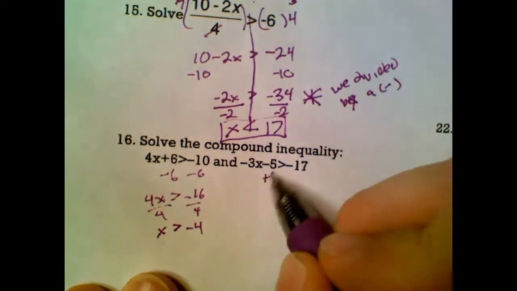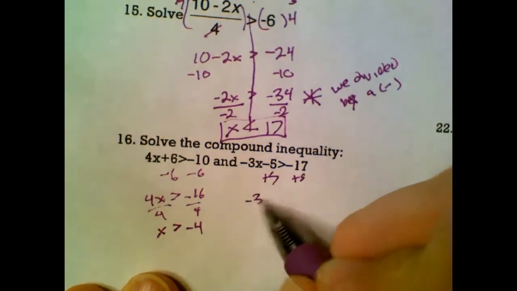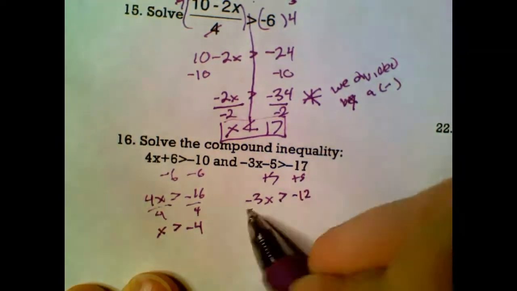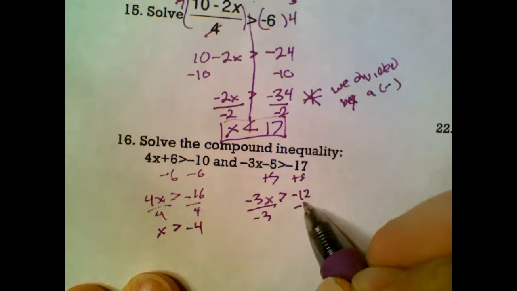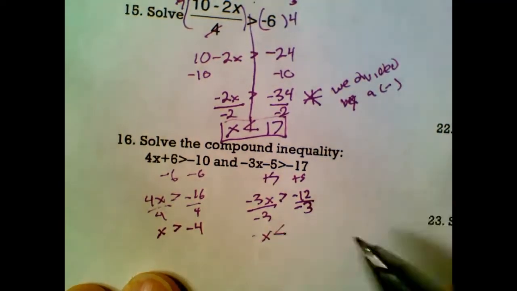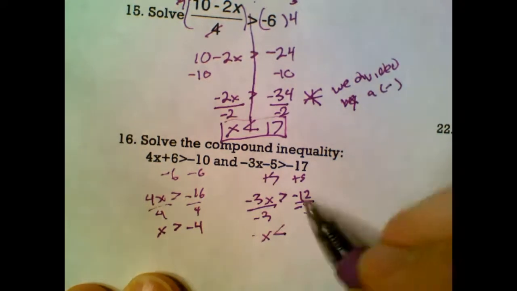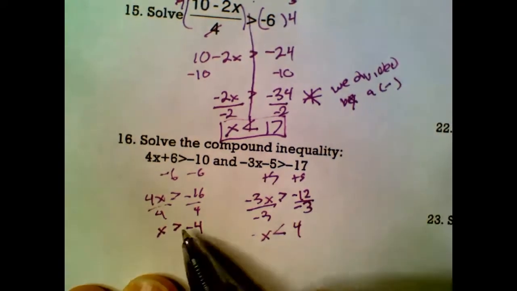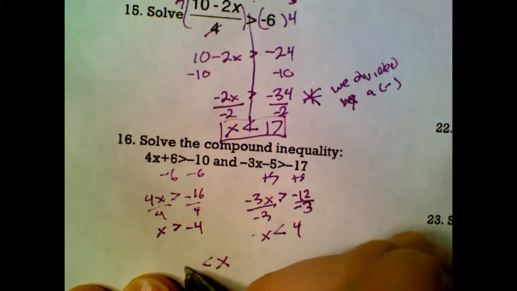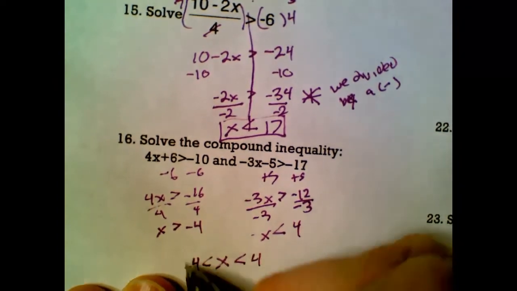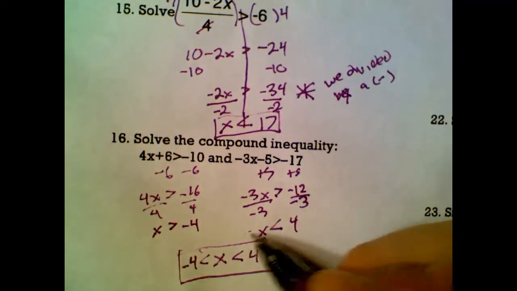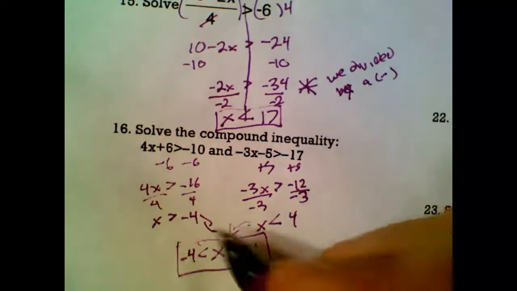And let's do the same thing. Let's add 5, add 5. So we have negative 3x is greater than negative 12. Divide by negative 3, divide by negative 3. And we got x, switch it because it's negative, is less than 4. So we have x is greater than negative 4 and x is less than 4. We can combine those together. We know x is greater than negative 4, but less than 4. And there's your answer, from here and here brought together into one.